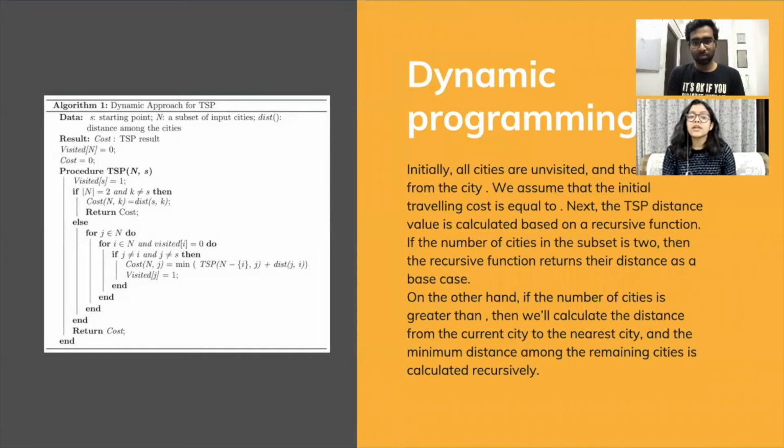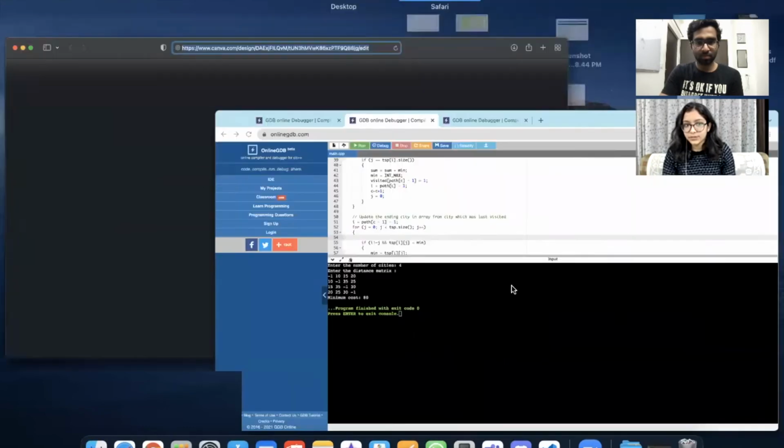The dynamic programming approach is generally used to reduce a complex problem with many variables into a series of optimization problems with one variable in every stage. This is how we solve the traveling salesman problem using the dynamic programming approach.